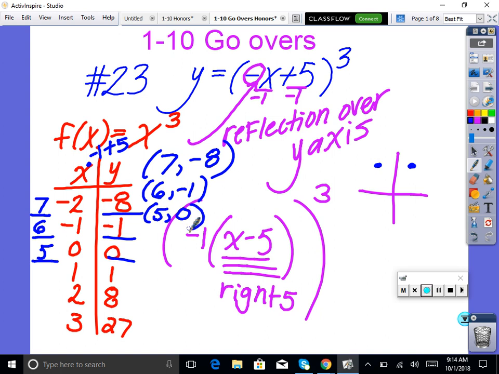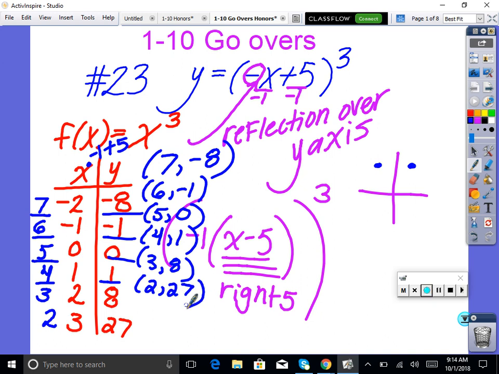So you would be able to just plot these points. 1 times -1 is -1. Plus 5 is 4. So we have the point 4, 1. And so on. 2 times -1 is -2. Plus 5 is 3. 3, 8. And then 3 times -1 is -3. Plus 5 is 2, 27. Okay, cool. So graph those points.